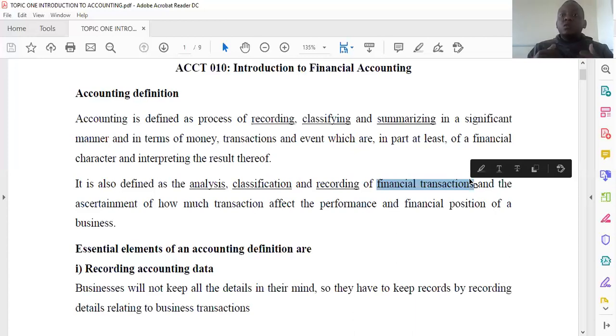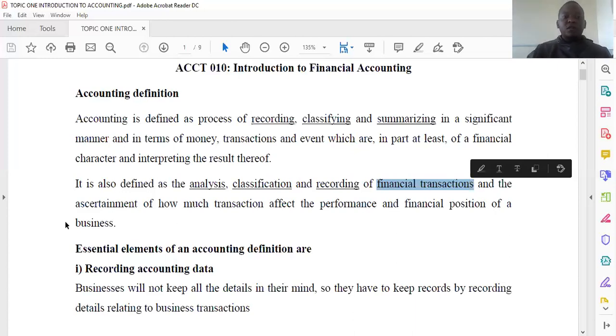To analyze is to be able to get to know the impact of the transactions on the financial performance and position of a business. So we analyze the impact of a transaction on the performance and financial position of a business, and then we do the summaries. By summarizing, we come up with reports on the impact of business transactions on its profitability and on its financial position as at a given date.